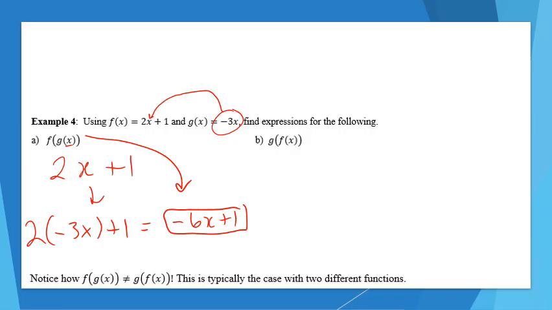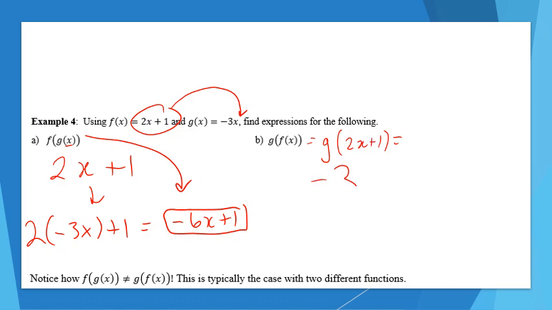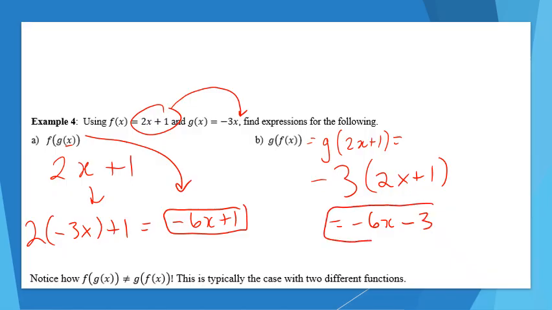Now g of f of x, this is the other way around. So here we're taking f of x, the inside function, and plugging it in to g of x. So this should be g of 2x plus 1, which is negative 3, and then instead of x, it's going to be 2x plus 1, which is negative 6x minus 3, should be our answer there.